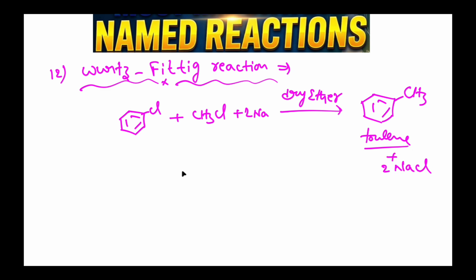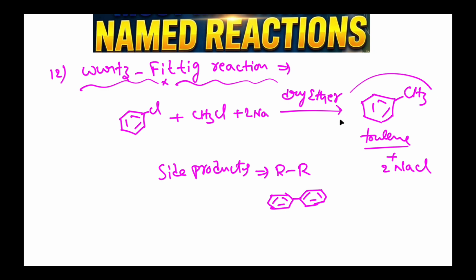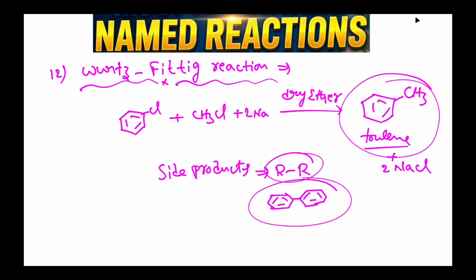In Wurtz-Fittig reaction, the side products are a little amount of alkanes, that is hydrocarbons, and also a little amount of diphenyls or biphenyls obtained as byproducts. But the main product is alkyl arene. In Wurtz-Fittig reaction, the main product is alkyl arene. These two are small side products obtained in little amounts.